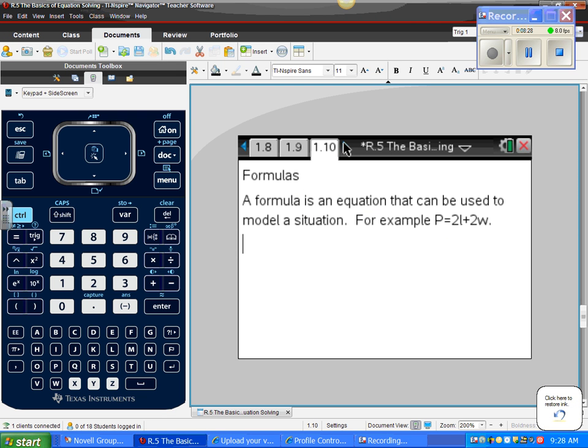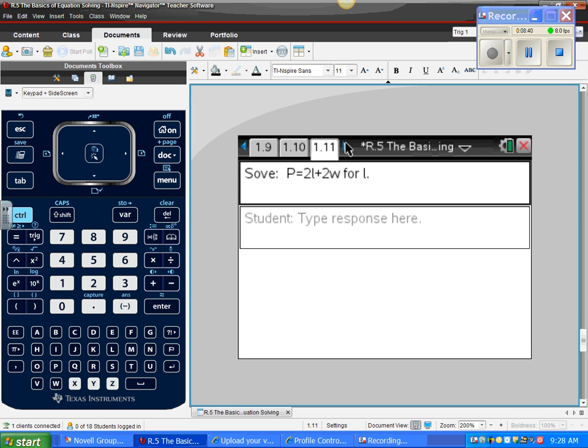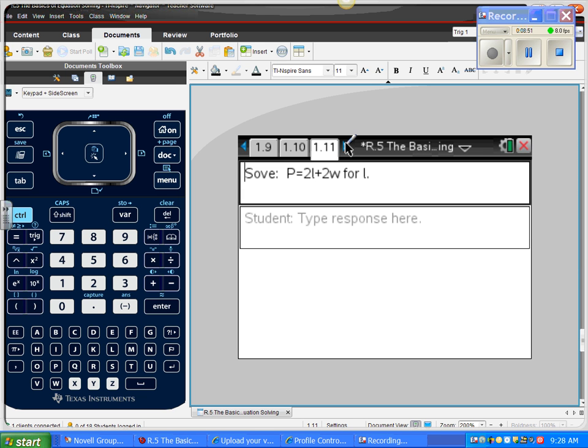All right, formulas. A formula is an equation that can be used to model a situation. For example, the perimeter equals 2 times the length plus 2 times the width. This is what we call a literal equation. So what we're basically doing is moving things around without coming to a value as a solution. We're actually coming to an expression, or another equation, I guess we should say.